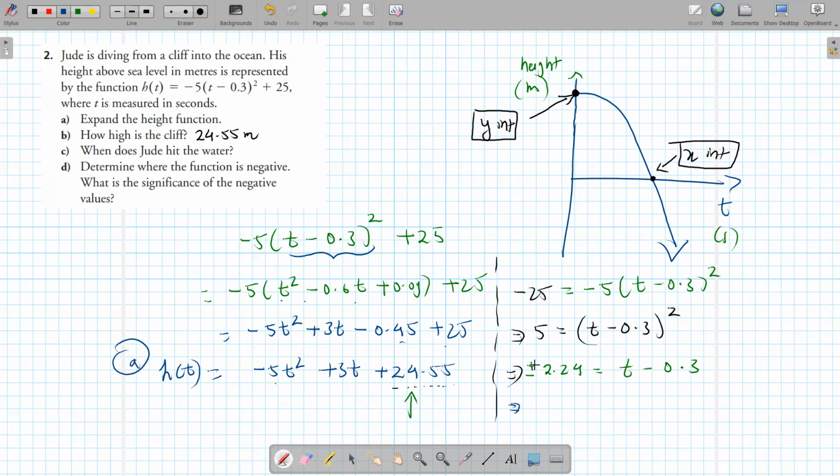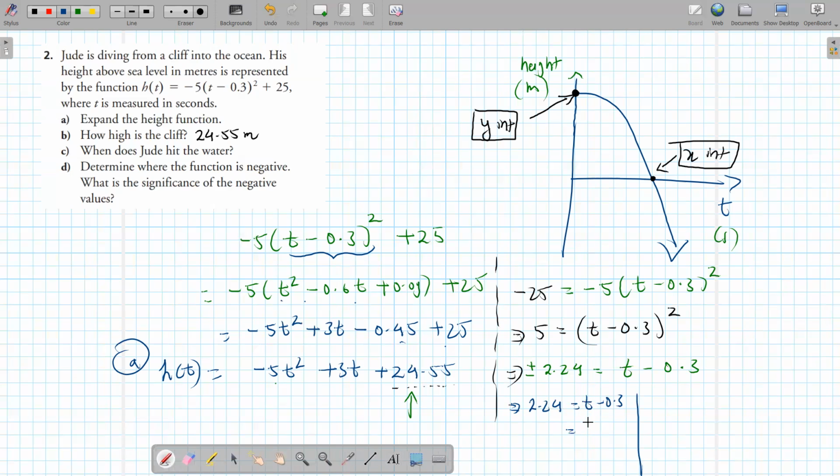And now look at this. We have this plus minus element. It's not a big deal at all. It just means we have to split it. So either the positive 2.24 equals t minus 0.3. So one of the t values is going to be 2.54 seconds, right? And the other one is going to be the negative of plus minus. So negative 2.24 equals t minus 0.3. And that should give you, I believe, t equals negative 1.94 seconds.